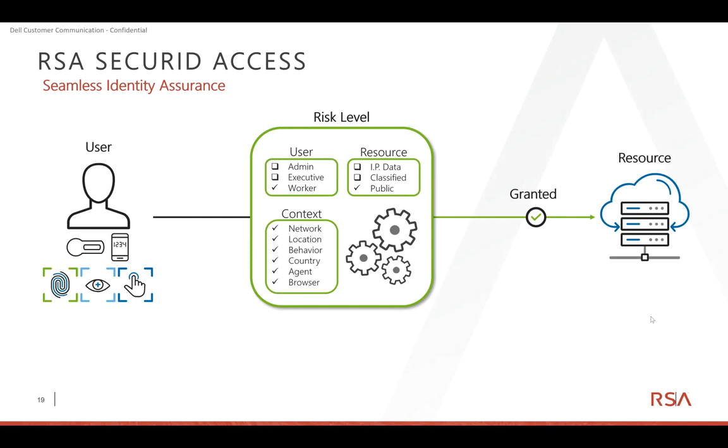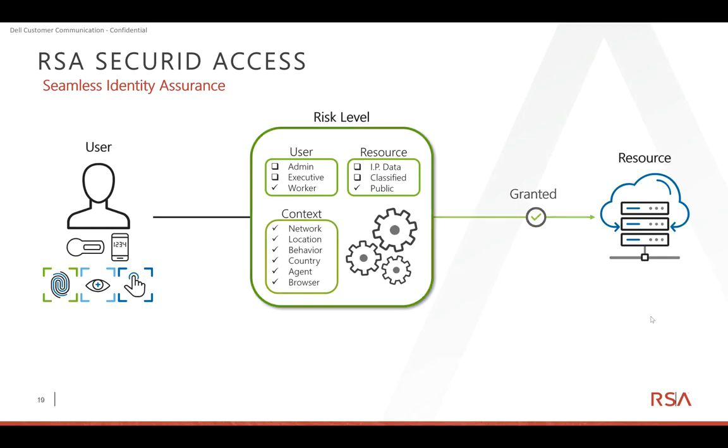And finally, the context, which is about network, location, behavior, country, agent, browser. There are a lot of factors here we can build the user risk level from. So these 3 together, we use to build the user profile and identify his behavior. If everything is right and matches our policy, he can access a resource without any additional verification.